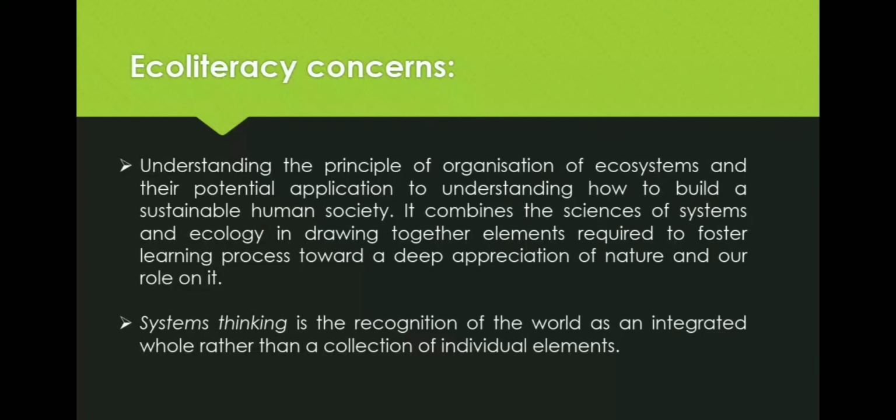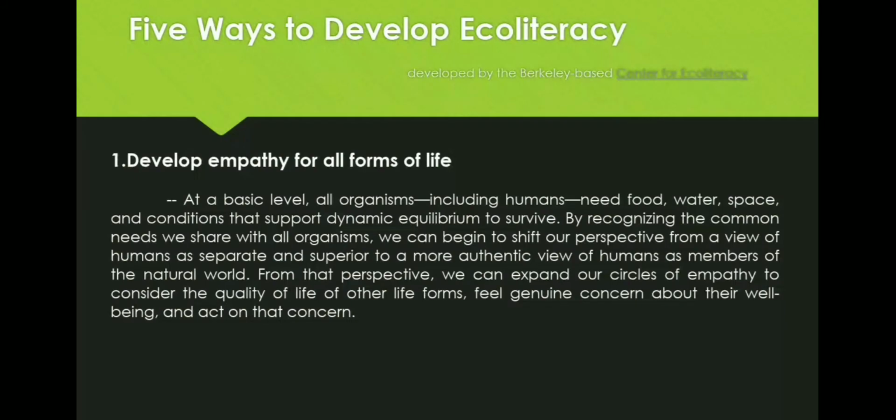So systems thinking is necessary to understand complex interdependence of ecological systems, social systems, and other systems on all levels. There are 5 ways to develop ecoliteracy. First, we should develop empathy for all forms of life. At a basic level, all organisms, including humans, need food, water, space, and conditions that support dynamic equilibrium to survive.